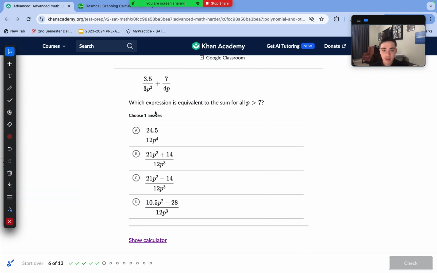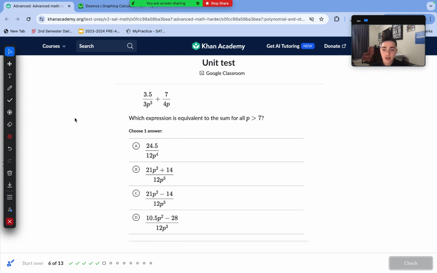Which expression is equivalent to the sum for p is greater than 7? Whenever we have fractions, in order to sum them together, we need to have a common denominator. So we need to think, what is the least common denominator between 3p to the third and 4p to the first? We can treat this as two separate things, 3 and 4, and p to the third and p. The least common denominator of p to the third and p is p to the third, so we would need to multiply this by p to the second over p to the second.